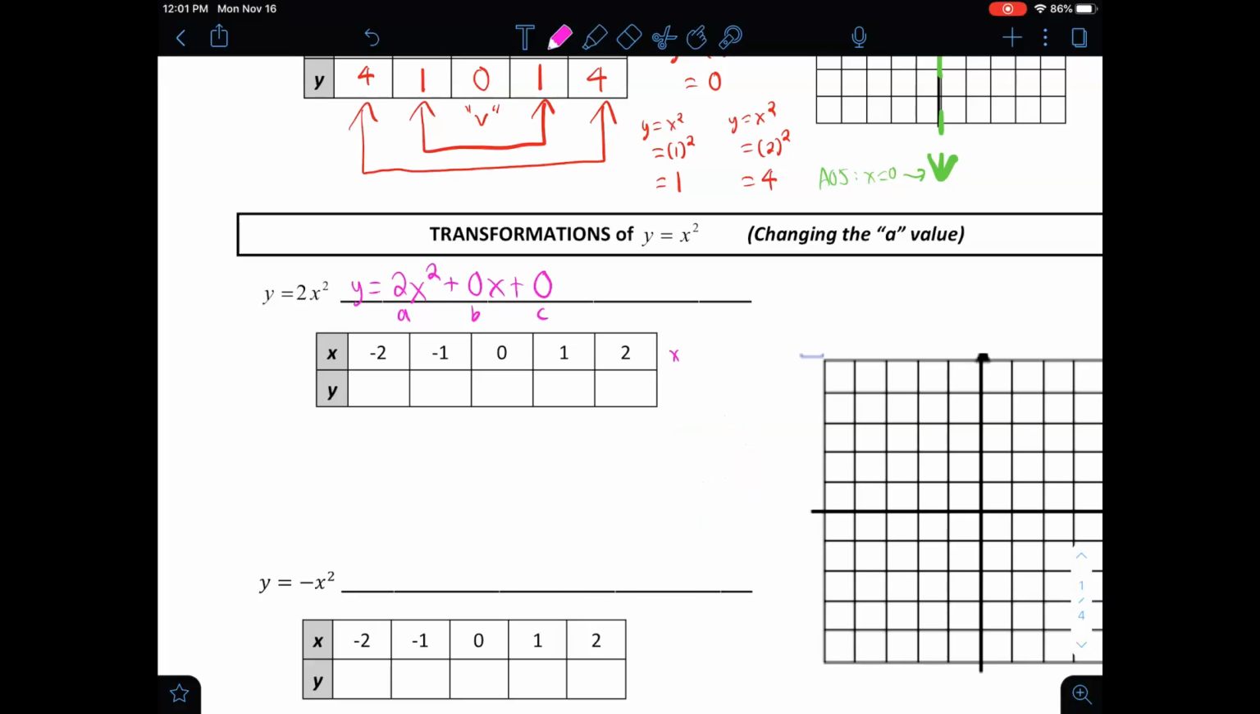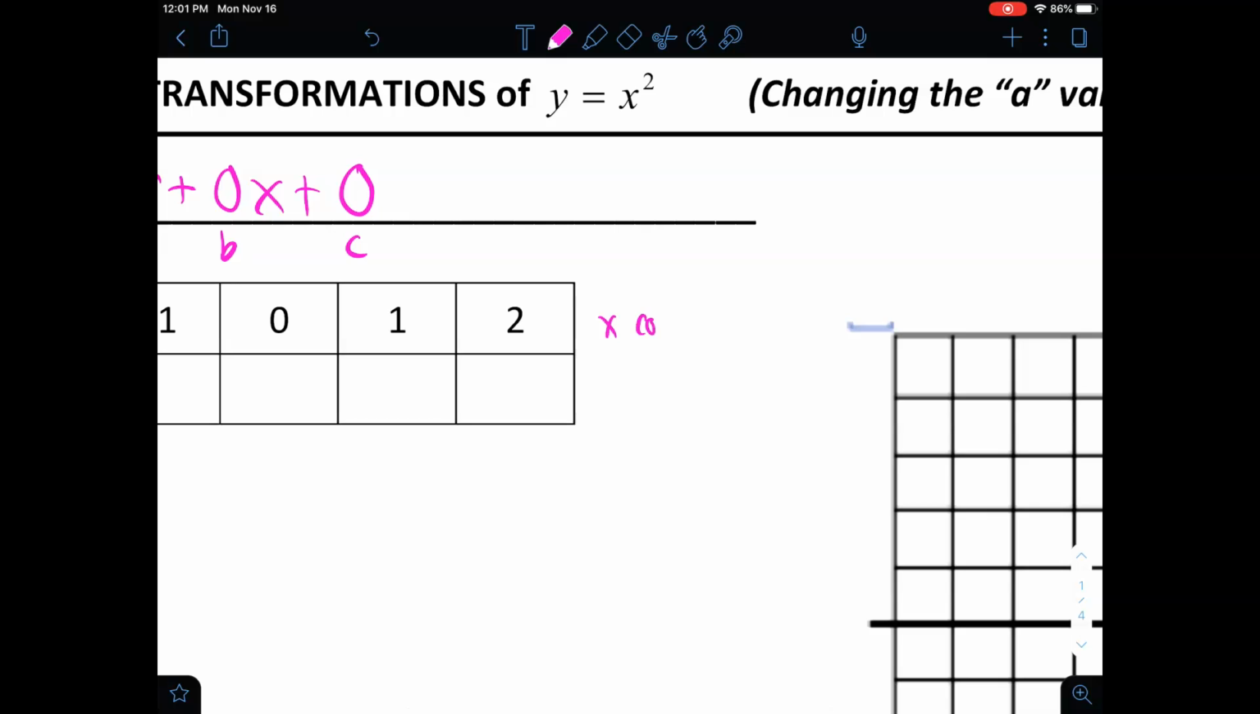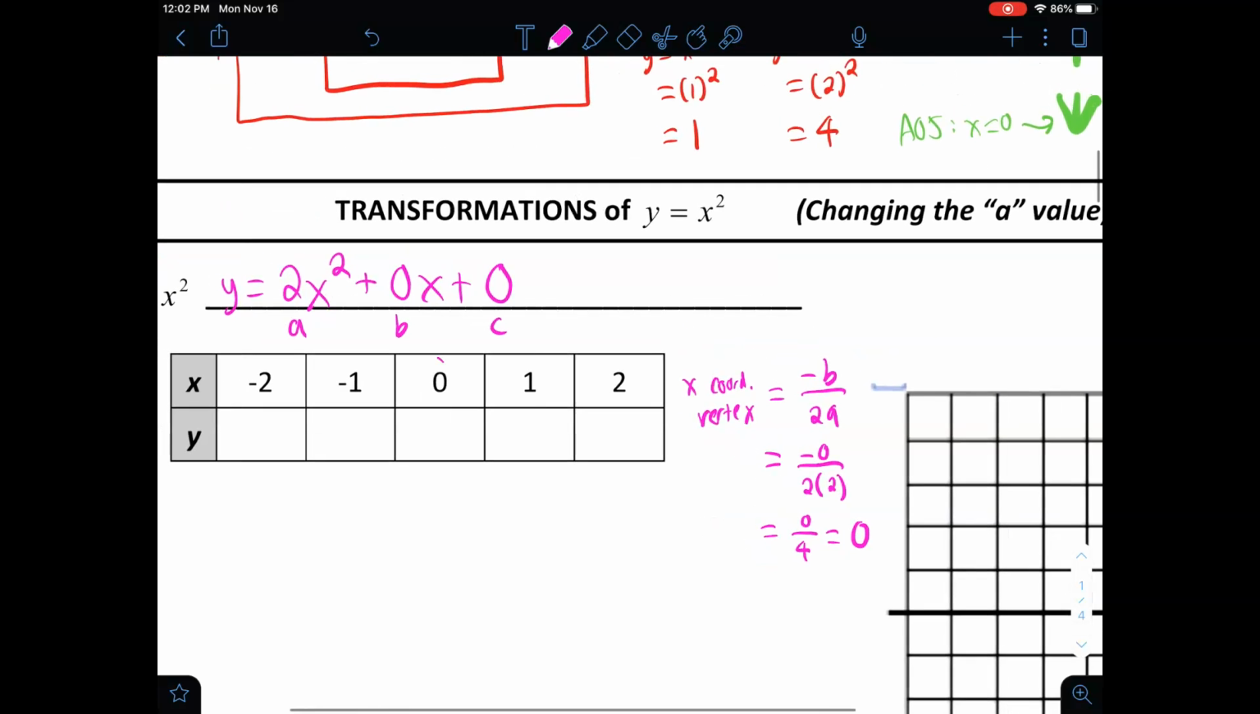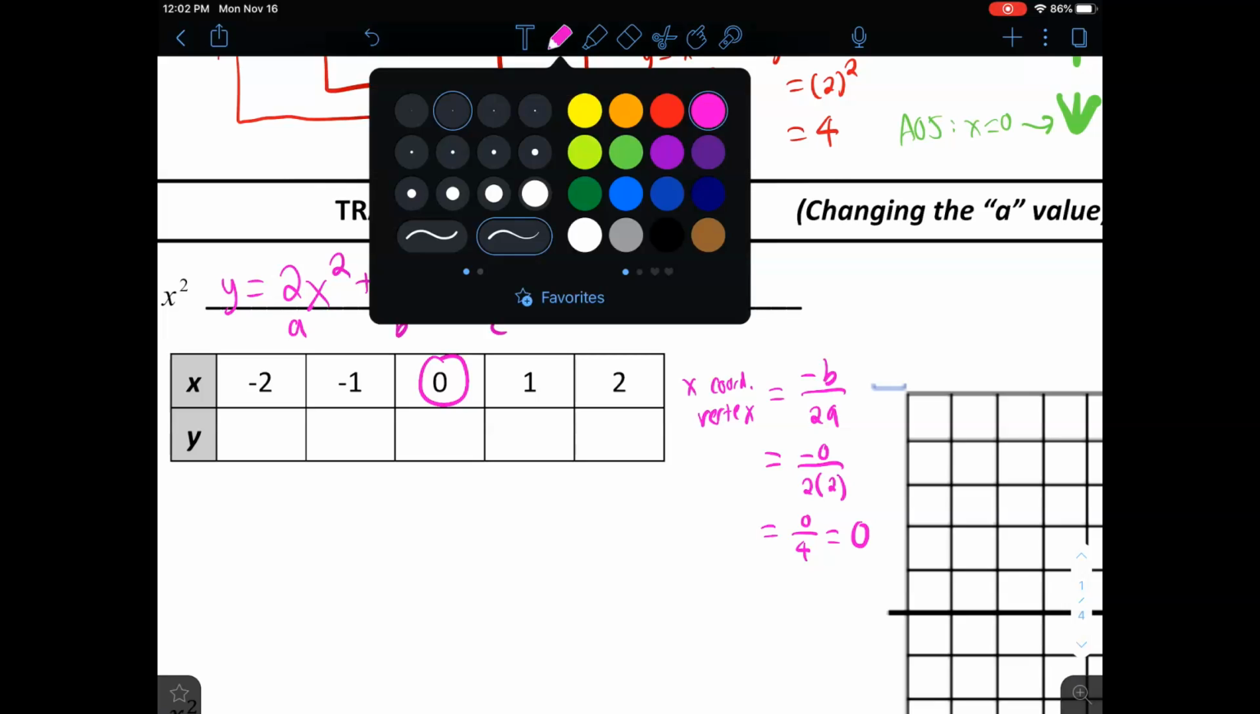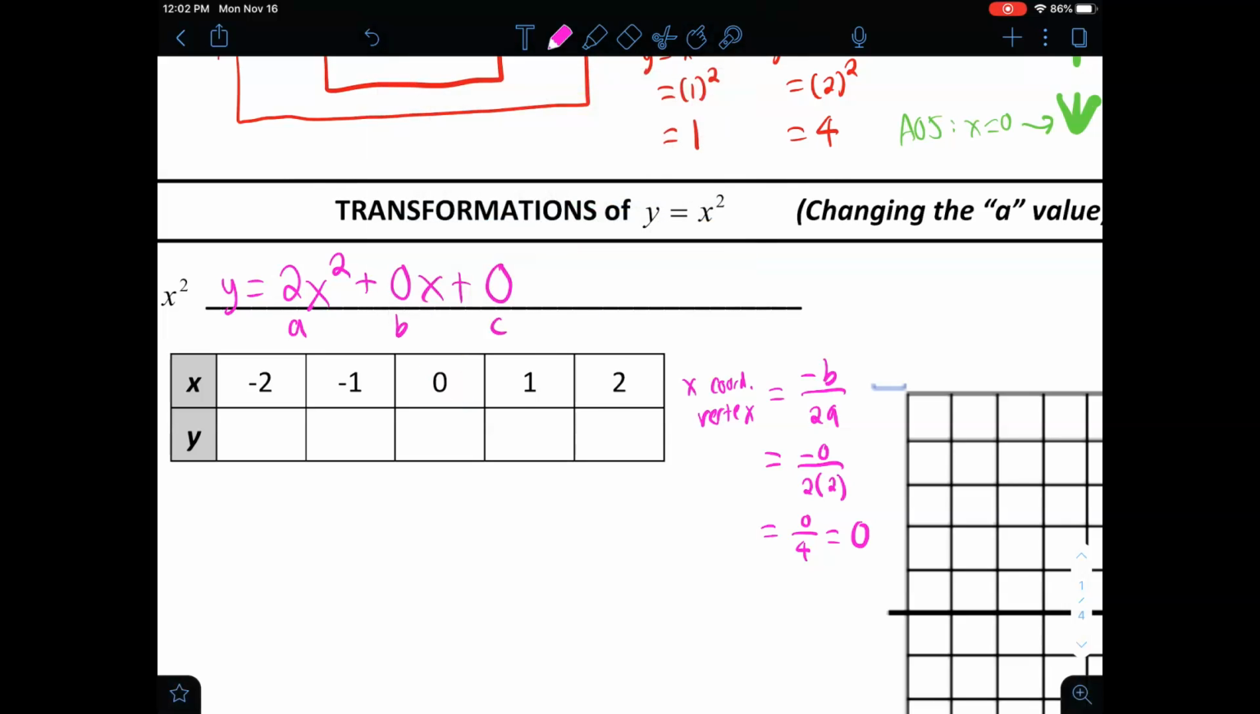So we're going to do the x-coordinate of the vertex, which equals negative b over 2a. So we're going to plug in negative b. Opposite of b is negative 0 over 2 times a, which was 2, which equals 0 over 4, which equals 0. So the x-coordinate of our vertex is 0. That's where we got the 0 from. The numbers to the left and right of 0 are 1 and 2.